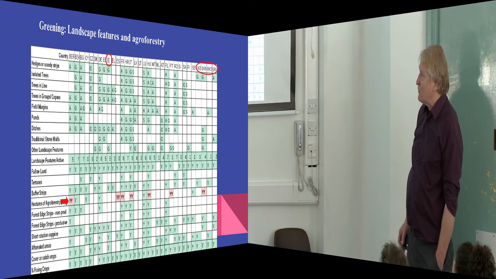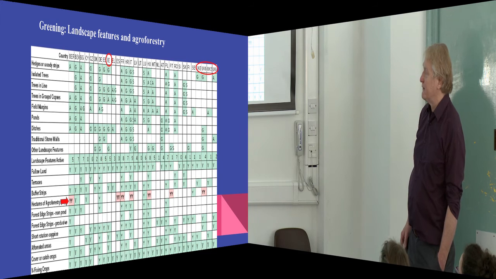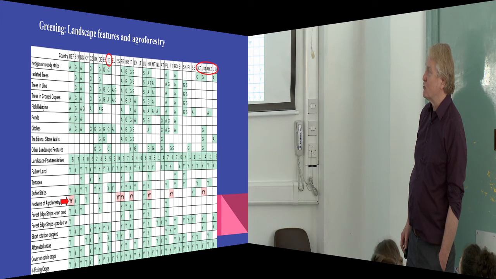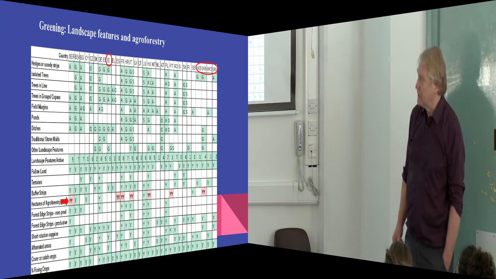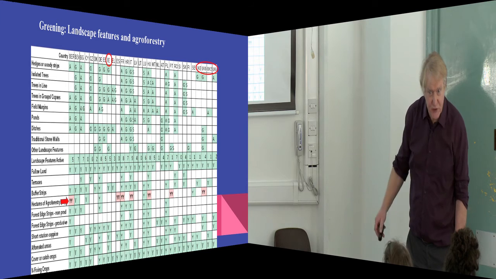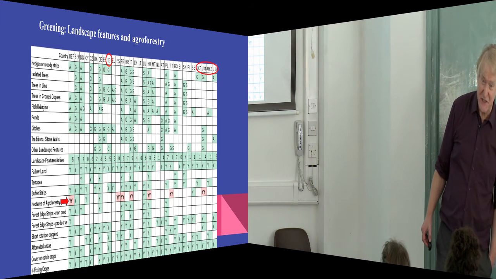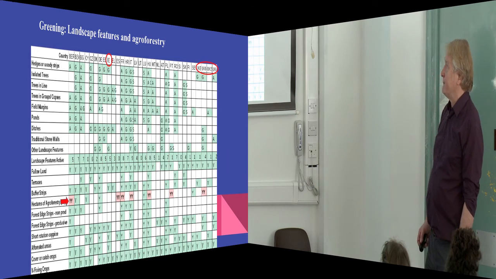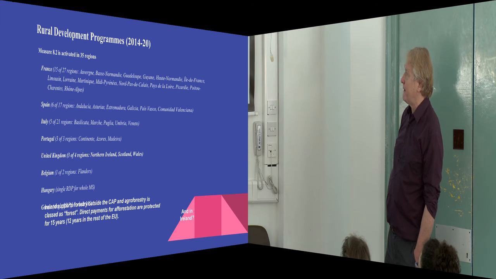But the point I want to make there is that a lot of these landscape features involve trees. Farmers can and should be encouraged to make more use of them as a greening measure, as opposed to just planting nitrogen-fixing crops, which is what 92% or whatever of all the greening money has been spent on. Okay, so greening is still Pillar 1.